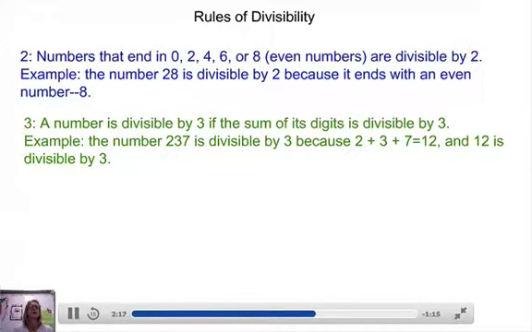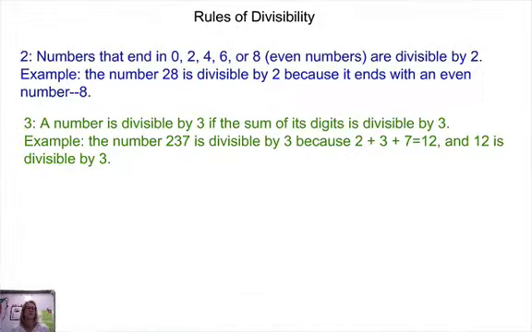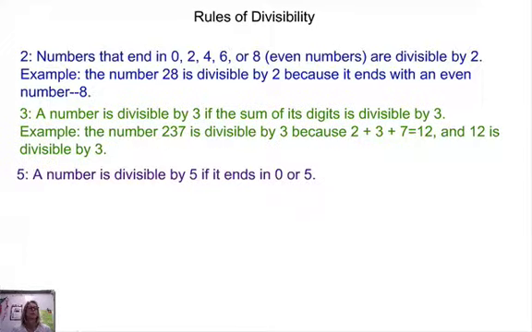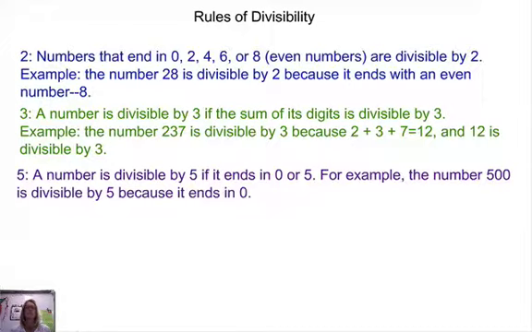So next, how about 5? What is the rule for 5? A number is divisible by 5 if it ends in 0 or 5. So that's pretty straightforward. You can think of some numbers right now that end in 0 or 5, and you automatically know you don't even have to do the long division problem. You know it's going to be divisible by 5. So 500 we know because it ends in 0.